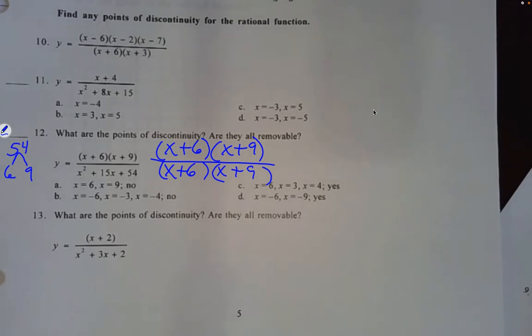All right. So answer the first part. What are the points of discontinuity? What was my -6 and -9? Is everybody okay with that? First of all, I'm listing the 2 things they can't be. That's why they're negative here. Are they all removable? Yes, they are. So it's D. Is everybody good with that one?